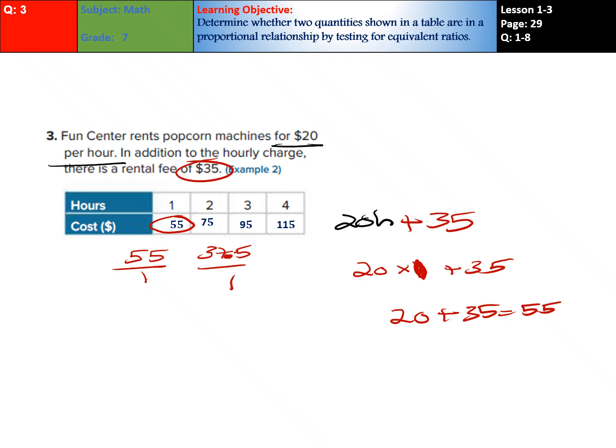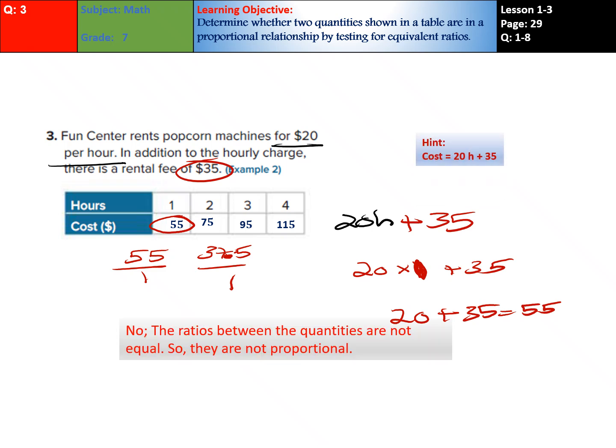So the unit rate 55 is not the same as 37.5. So if the unit rate is not the same, we will say the relationship is not proportional. The ratios between the quantities are not similar, so they are not proportional.